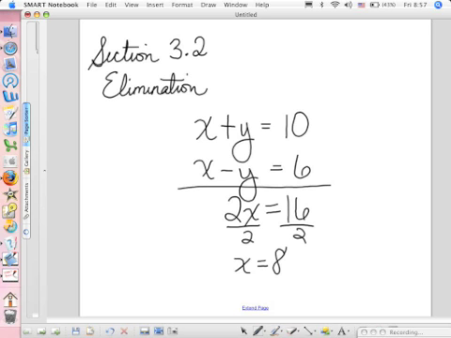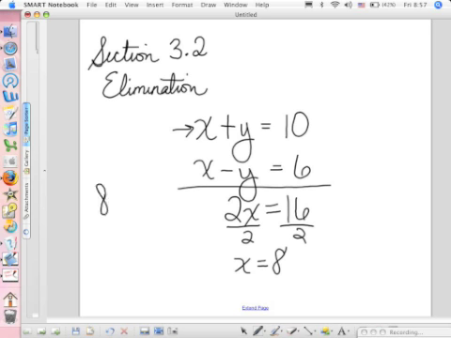Now, just like with substitution, however, this is an ordered pair. I know one variable, I need to find the other one. How could I do that? Plug what I just found x to be equal to back into one of my original equations. So if x is 8, I'll plug it into this one.